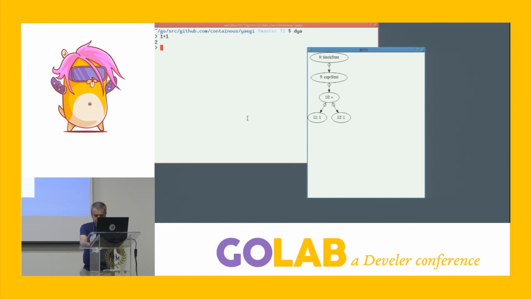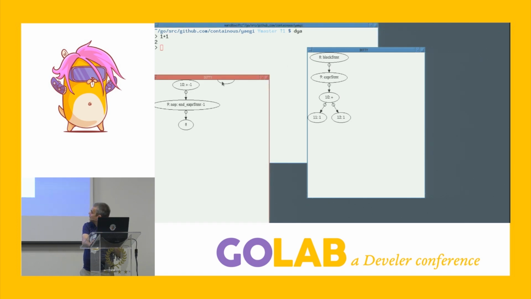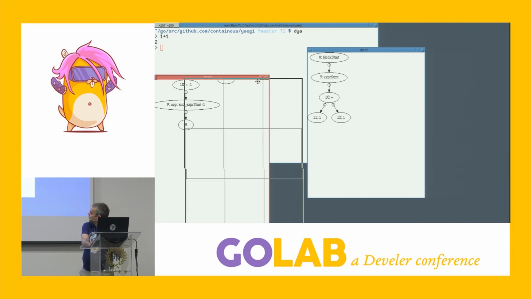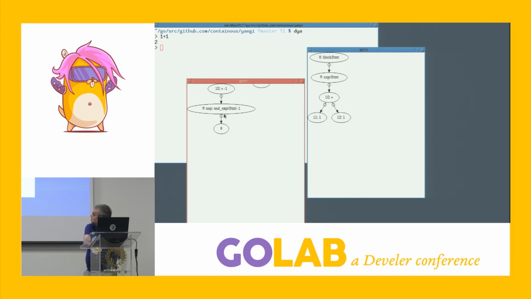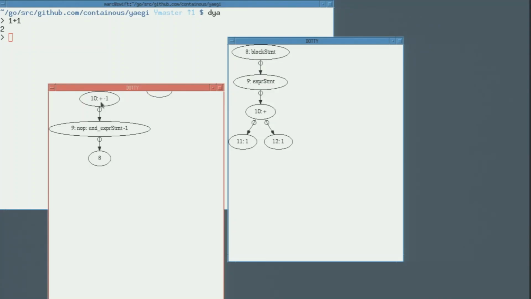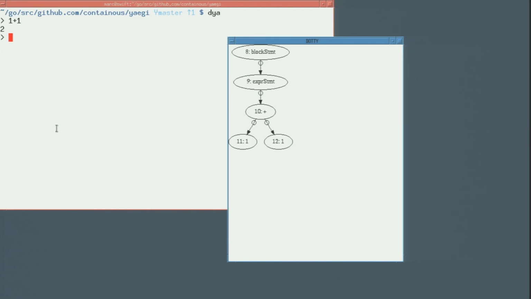And now, if I do something, I have another graph here that I'm sending to the other screen. Yeah, this one is a CFG. It's not an AST. It's a control flow graph. So here we see, in fact, what happens. It's a bit obscure. It will be less obscure in the next example.